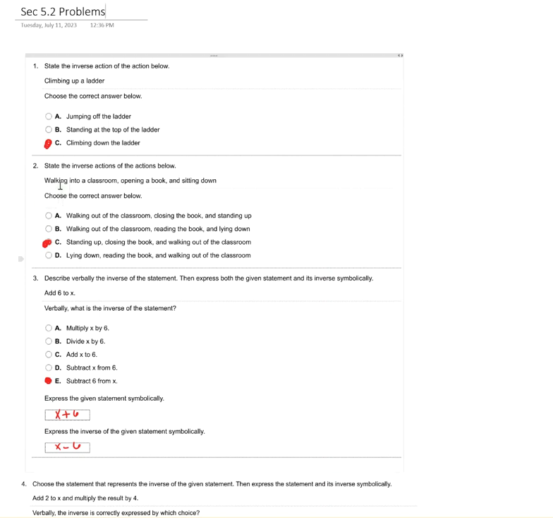Number 2, inverse of walking in a classroom, opening a book, and sitting down. Remember, we start at the end and inverse that way. So standing up, closing the book, and walking out of the classroom, that would be the inverse.